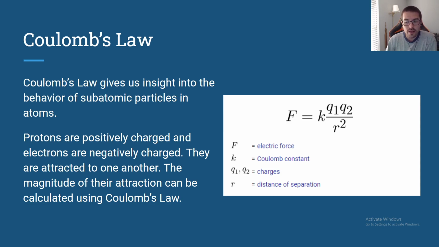So Coulomb's law is a mathematical formula, and what it does is it gives us insight into the behavior of subatomic particles in atoms, specifically protons and electrons. And Coulomb's law is actually useful in a number of other places in chemistry, which we will reference later down the road. Okay, so you should know this, right? Protons are positively charged, electrons are negatively charged, therefore they are attracted to one another. What Coulomb's law does is it gives us a formula to actually calculate the magnitude of that attraction, or the magnitude of the force of attraction.